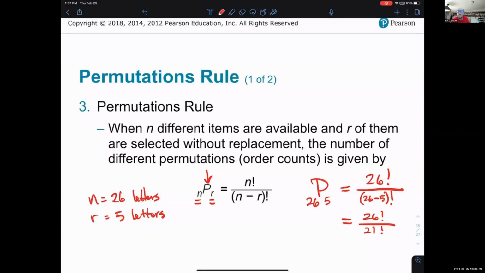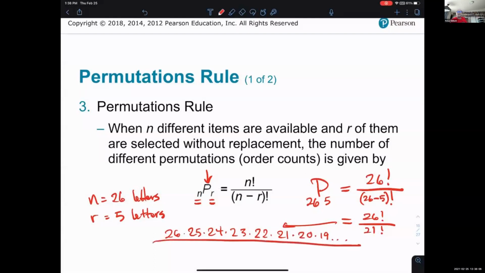So what does 26 factorial mean? That means 26 times 25 times 24. And I do that all the way down to 1. So I'm going to keep going a little bit: 23, 22, 21, 20, 19, and then dot, dot, dot. That's the number on top of the fraction. That's what 26 factorial means. Are we okay so far? Yeah, that makes sense.